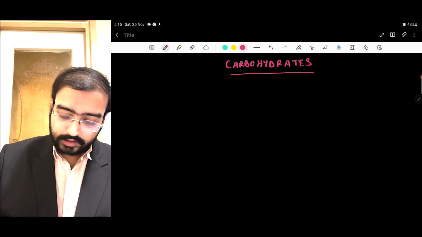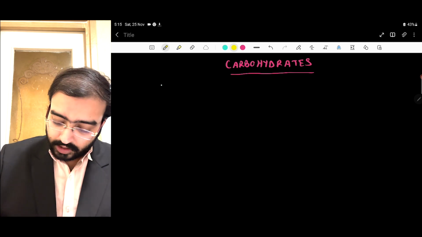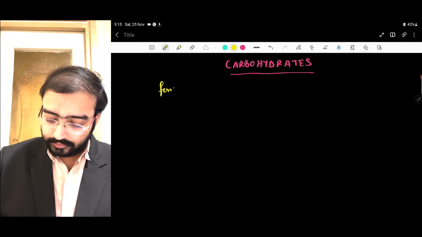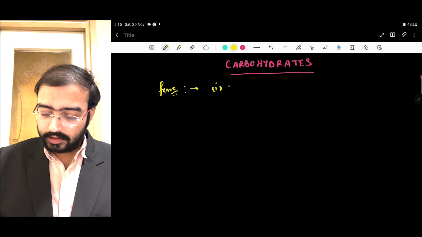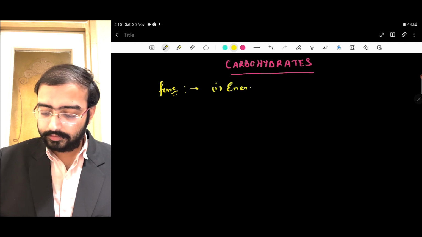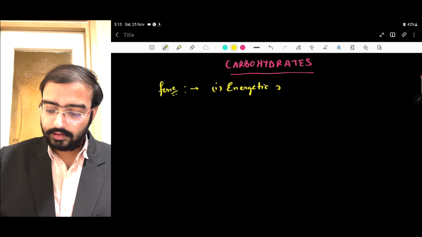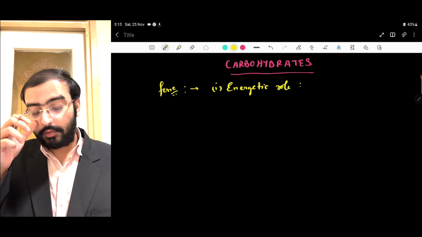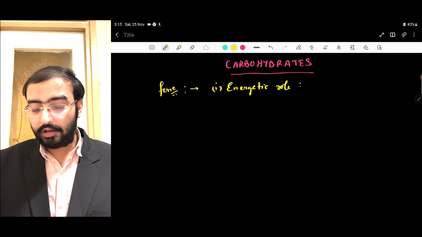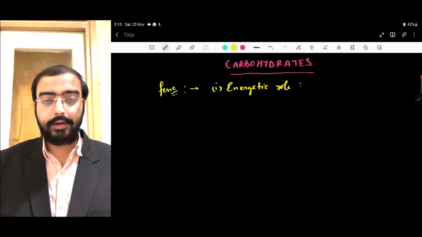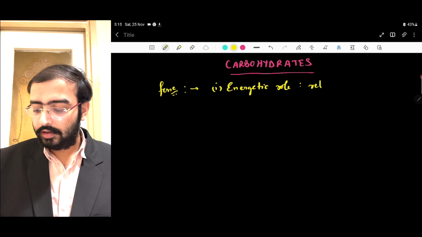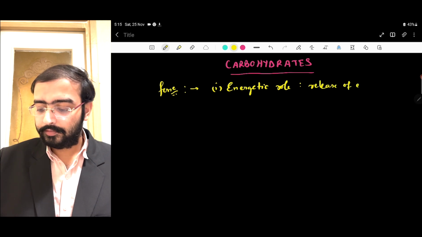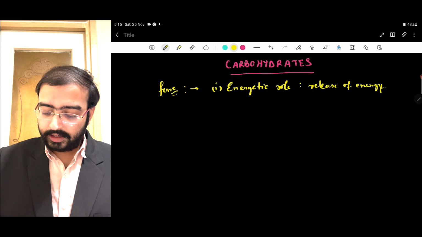So carbohydrates, what are the functions of carbohydrates? This is a very basic thing. Function of carbohydrate, number one, energetic role. When there is metabolism and catabolism, the breaking of carbohydrate, there is release of energy.